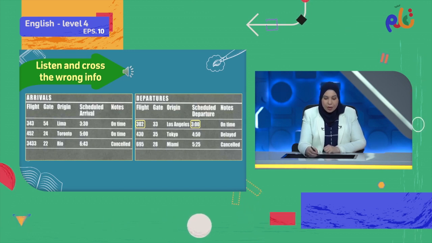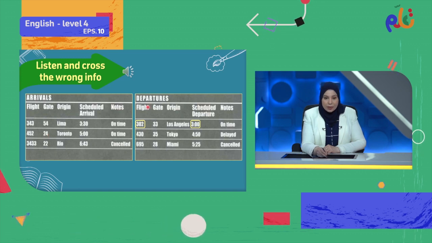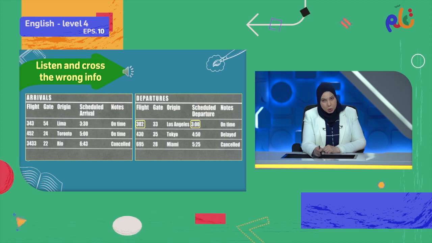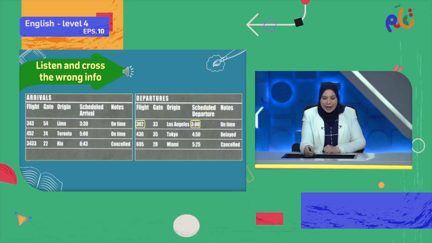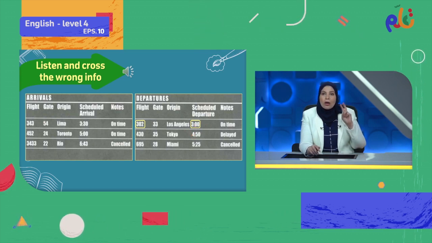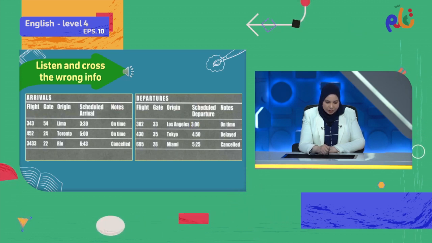Okay, so the first thing is the flight number. It's not 302, it is 203. And the second thing is the departure time. It's not 3 o'clock, he said the 2 o'clock flight. Let's go to the next one.